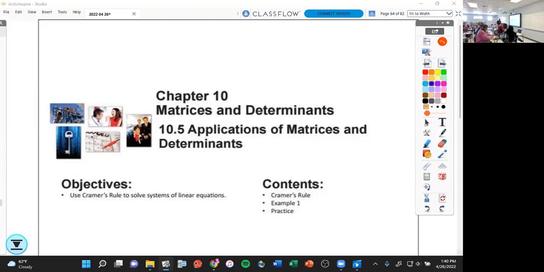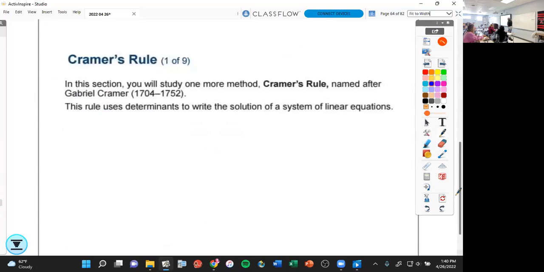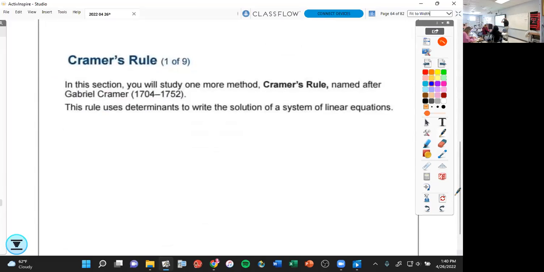Okay, so Cramer's rule is going to involve a lot of matrices. And we'll talk about it in just a second. In this section, you're going to study one more method, Cramer's rule, named after Gabriel Cramer, who lived back in the 1700s. The guy was 48 years old when he died. If he made his 48th birthday, he might have only been 47. I don't know. It uses determinants to write the solution of a system of linear equations.